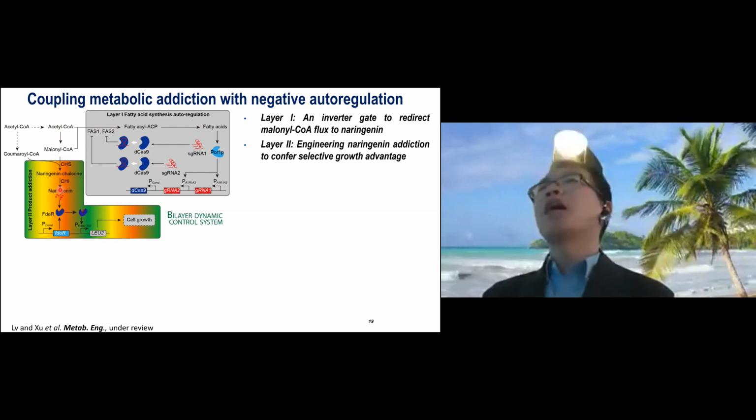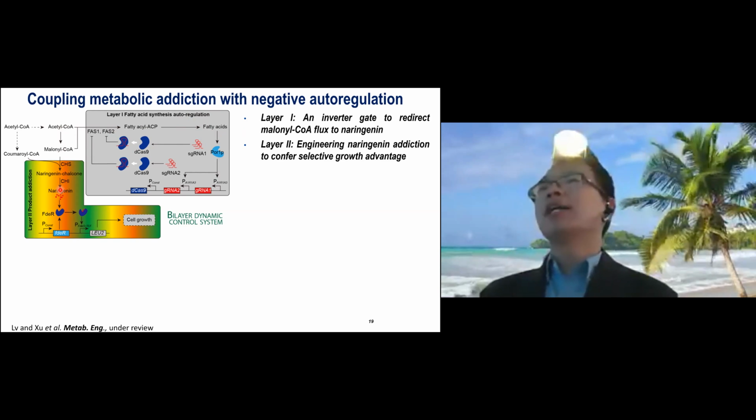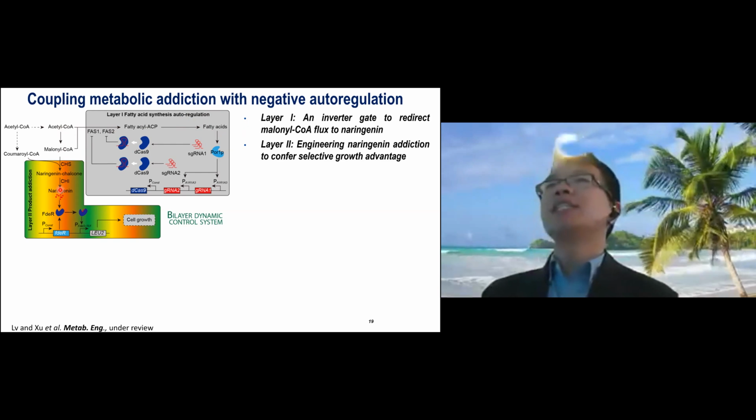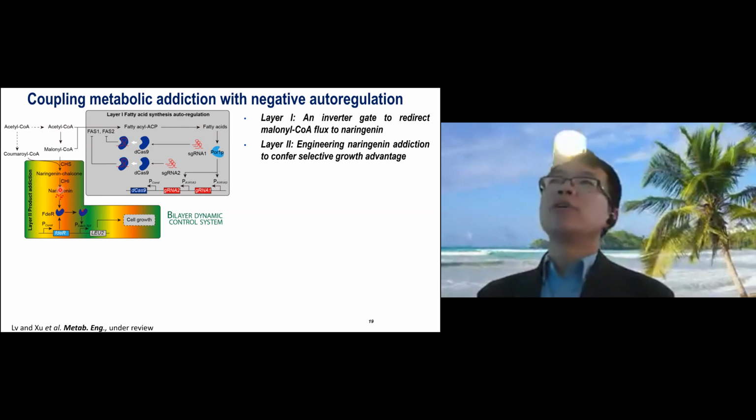The other problem is that our yeast is not stable. After 10 or 20 generations, we found this yeast starts losing the naringenin production phenotype, because this is evolution.